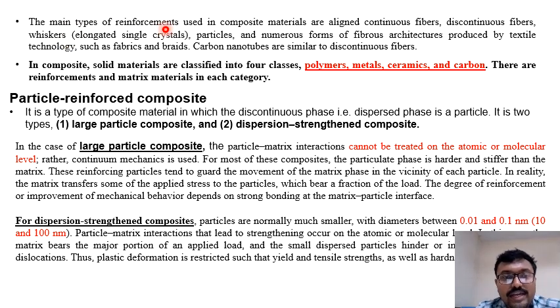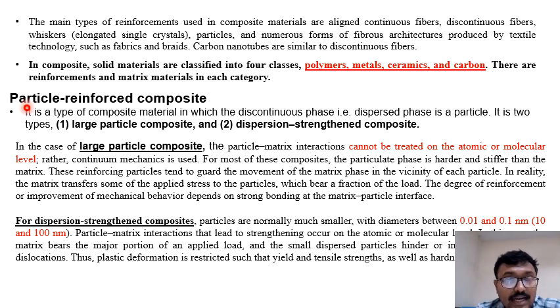The main types of reinforcement used in composite materials are aligned continuous fiber, discontinuous fiber, elongated single crystal, particles, and numerous forms of fibrous architecture produced by textile technology such as fabrics, and carbon nanotubes are similar to discontinuous fiber. In composites, solid materials are classified into four classes: polymer, metals, ceramic, and carbon. There are reinforcement and matrix materials in each category.